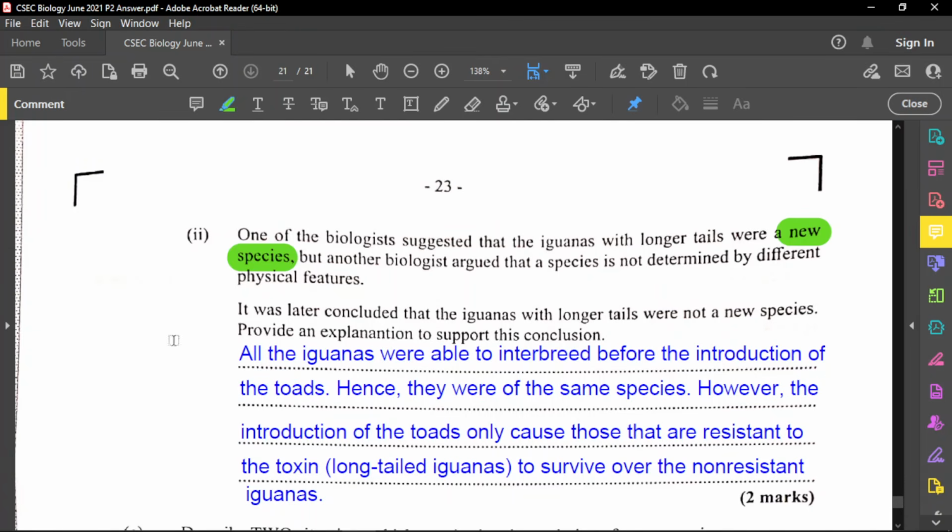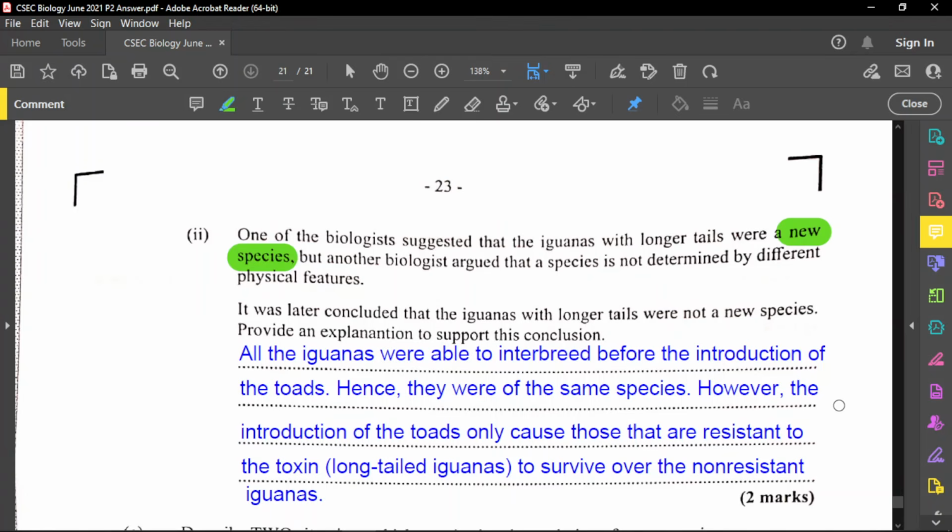So the reason behind this is that all iguanas were able to interbreed before the introduction of the toads. So if they were able to interbreed before the introduction of the toads, it means that they all belong to the same species. Hence, they were the same species as mentioned. However, if the introduction of the toads only caused those that are resistant to the toxin, which are the long-tailed iguanas, to survive over the non-resistant iguanas, that doesn't make them different, right? It only means that now only this trait, long-tailed traits, are present, and so they only mate now.